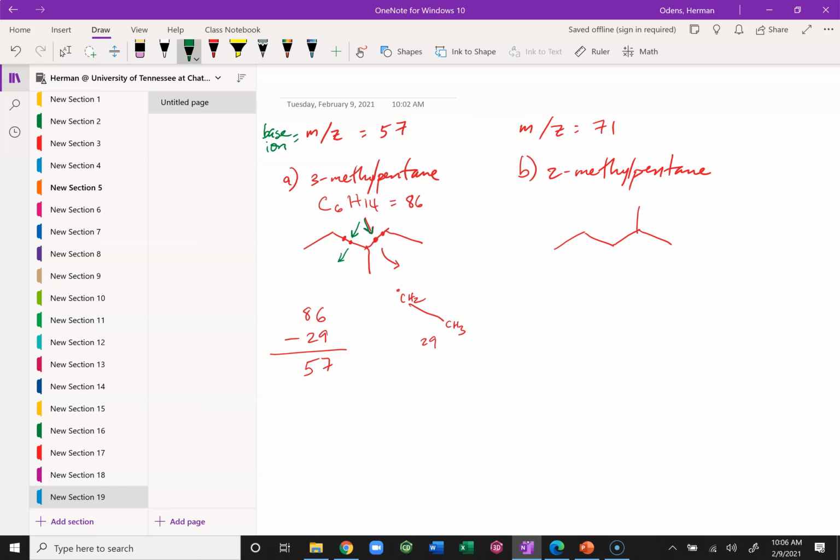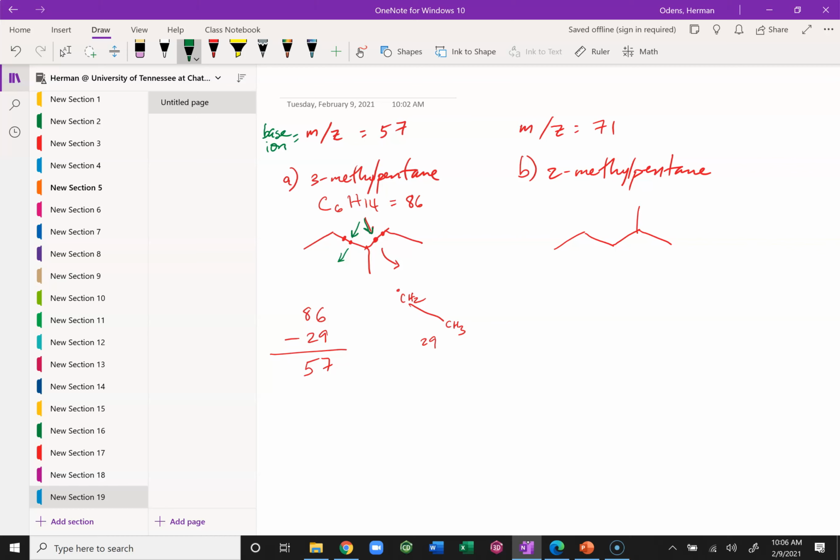Now let's check out 2-methylpentane. According to the probabilities, I see 2 methyls. If I get rid of one or the other one, doesn't matter. But I'm increasing my chances by 2. That is going to be my base ion. No other fragment will produce the same fragment ion unless I get rid of those 2 methyl groups.